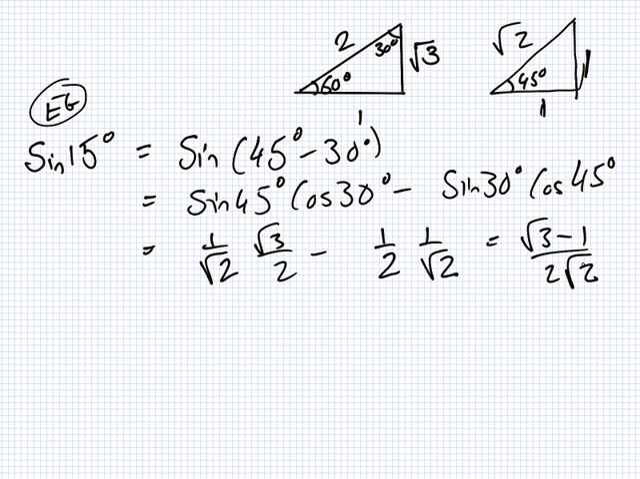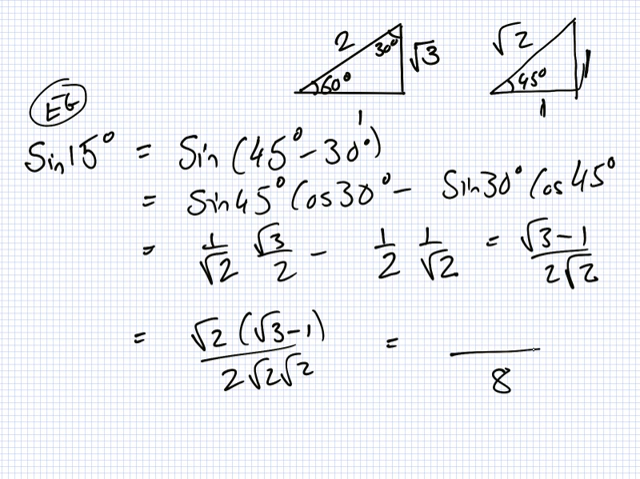And we should multiply the top and bottom by root 2. So this is root 2 times root 3 minus 1 over 2 root 2 root 2. 2 times 2 is 4. Times 2 is 8. So root 6 minus root 2 over 4.